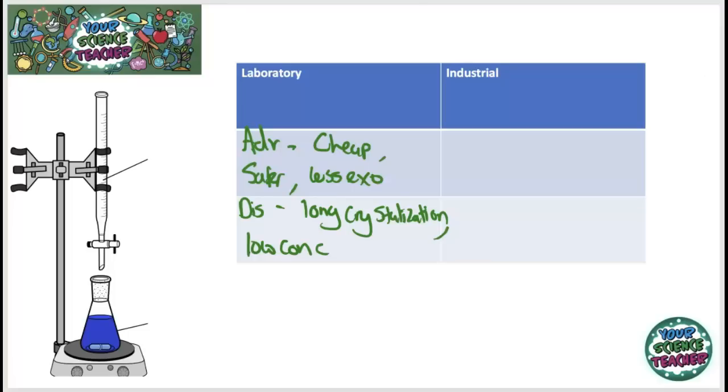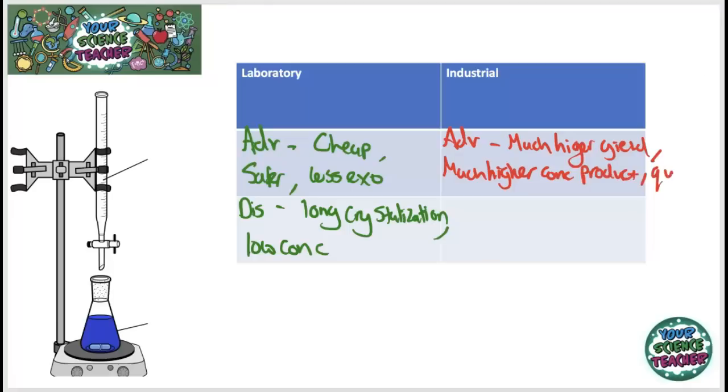What we do instead is we use the industrial way of producing fertilizer, and this has the advantages of being able to produce things on a much higher scale, and it's going to have a lot higher yield, and you're also going to get a much higher concentration product. Also, if you look at the industrial process, it's going to be quite quick. But we do have disadvantages of the industrial process.